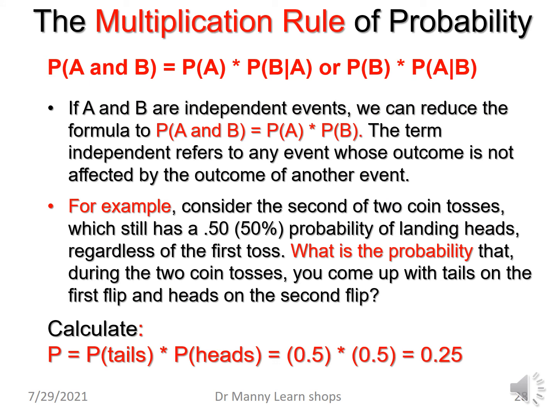Then you've got the multiplication rule of probability. If A and B are independent events, we can reduce the formula to the following. The term independent refers to any event whose outcome is not affected by the outcome of another event. For example, consider the second of two coin tosses, which still has a 50% probability of landing on heads, regardless of the first toss. What's the probability that during the two coin tosses you come up with tails on the first flip and heads on the second? This can be calculated.